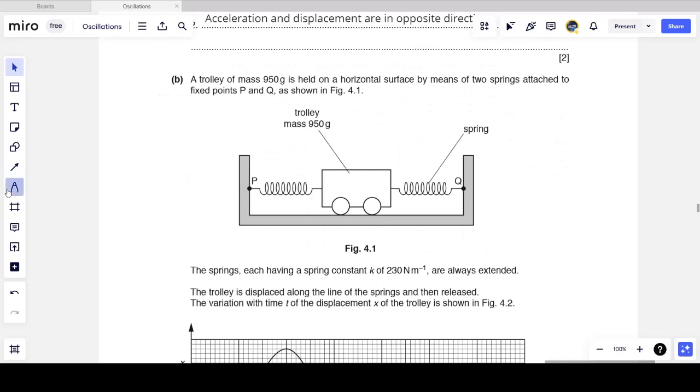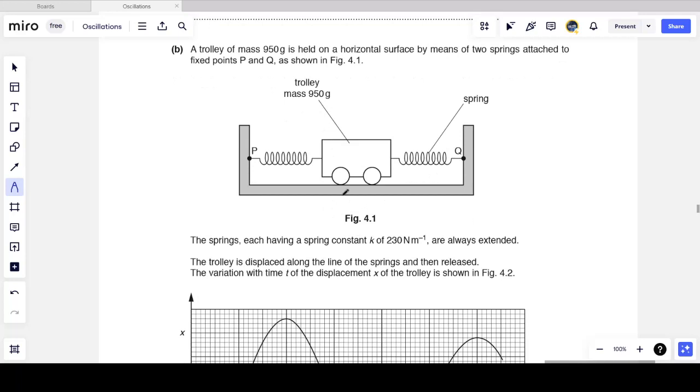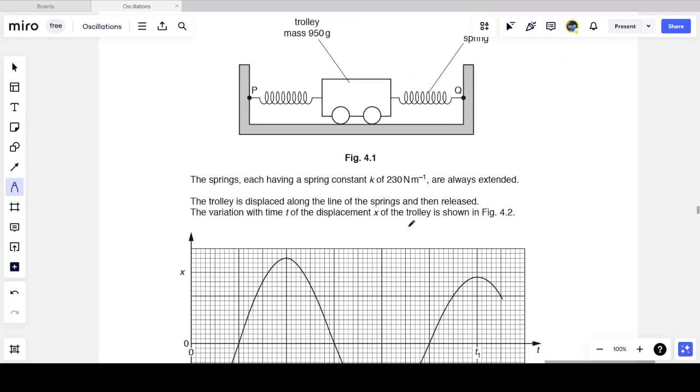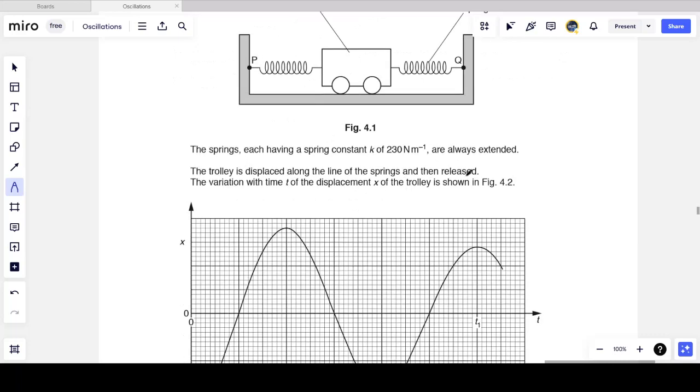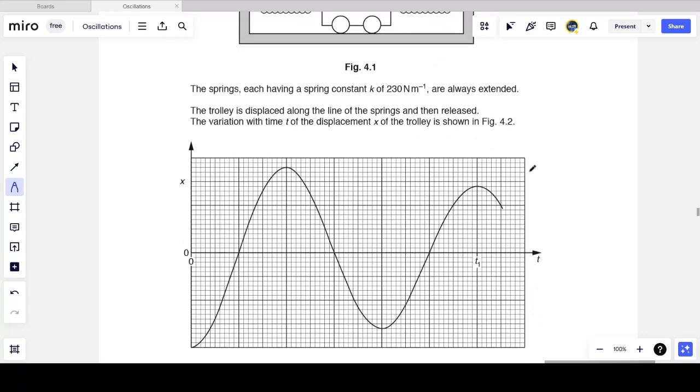We're now told that a trolley of mass 950 grams is held on a horizontal surface by means of 2 springs attached to fixed points P and Q, as shown in the figure. We're probably tired of these types of questions now, but it's good that we get practice. The springs each have a spring constant of 230 newtons per meter and are always extended. The trolley is displaced along the line of the springs and then released, and the variation with time of the displacement of the trolley is shown.